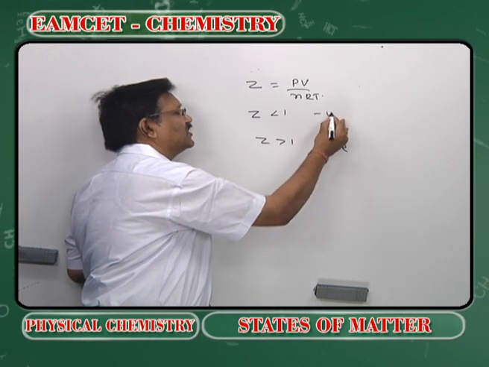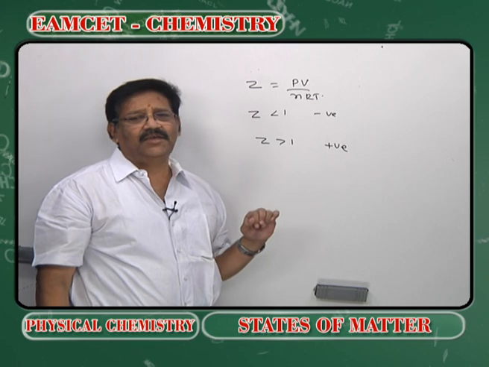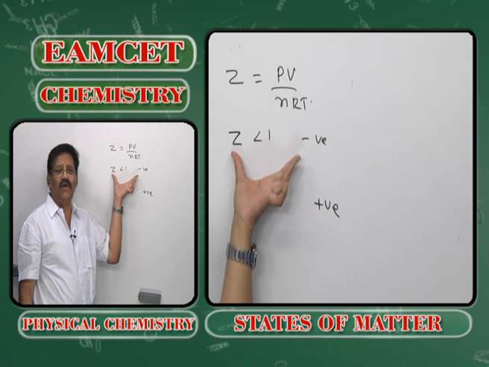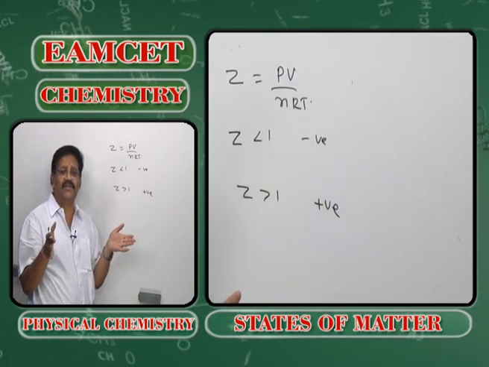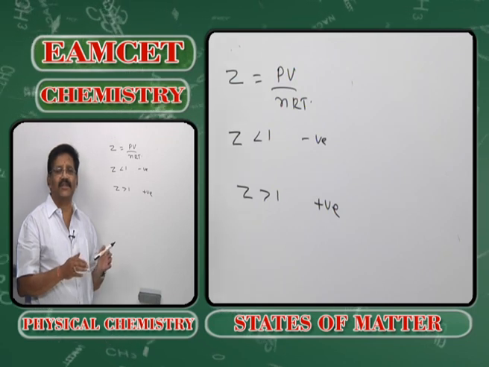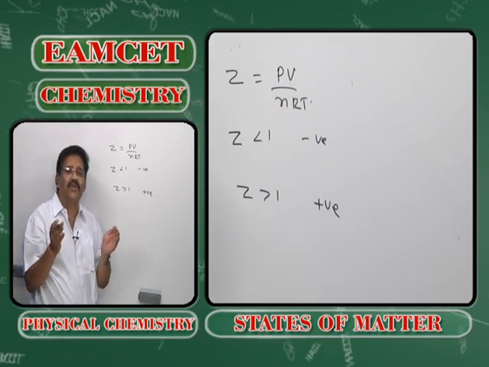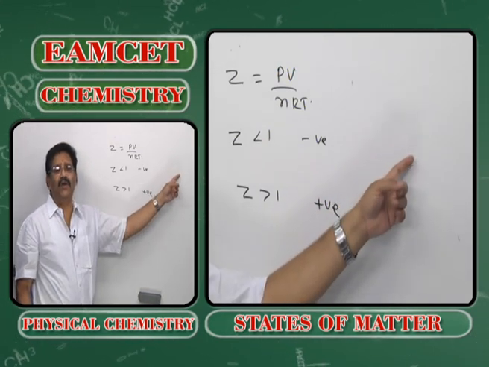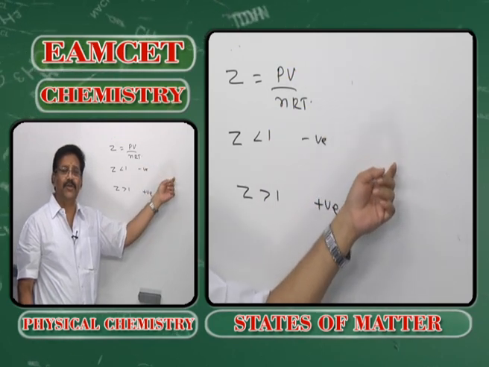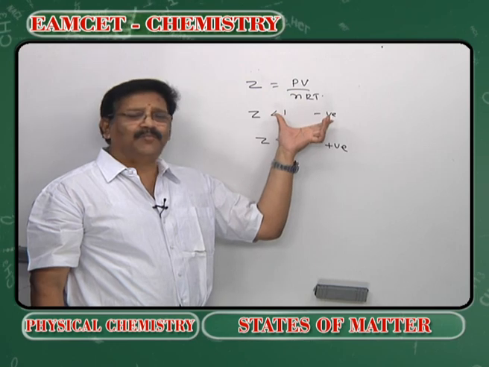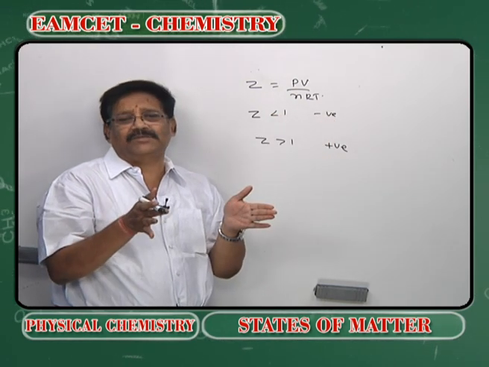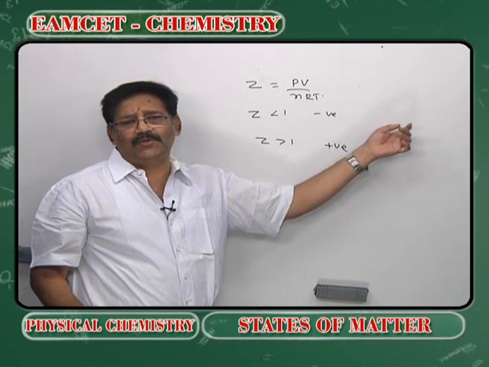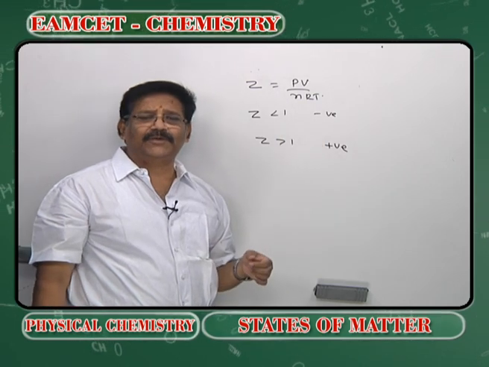What is the significance of the negative deviation and the positive deviation? When Z is less than 1, the intermolecular force of attractions are strong. When the intermolecular force of attractions are strong, the gas molecules will occupy lesser volume. In this case, gram molar volume will certainly be less than 22.4 liters. Such gases are said to be more compressible.